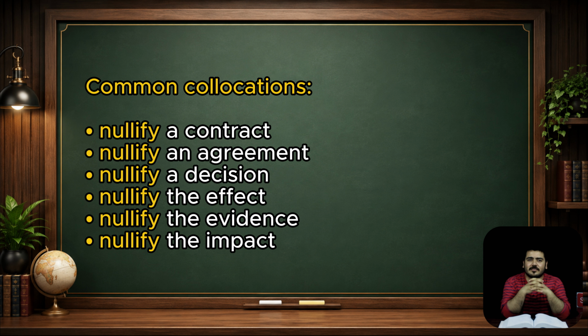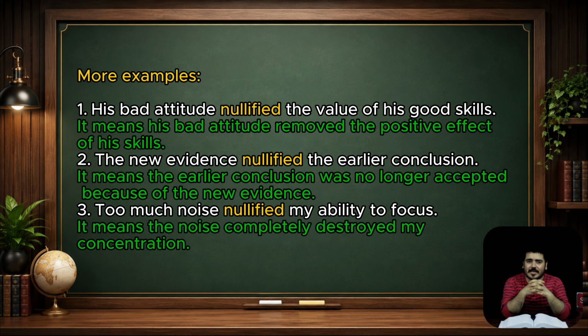Common collocations: nullify a contract, nullify an agreement, nullify a decision, nullify the effect, nullify the evidence, nullify the impact. More examples. His bad attitude nullified the value of his good skills. It means his bad attitude removed the positive effect of his skills.